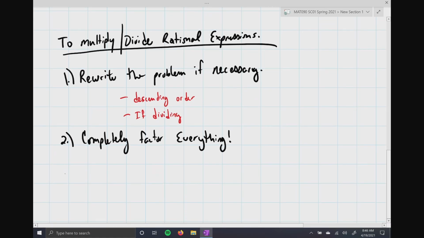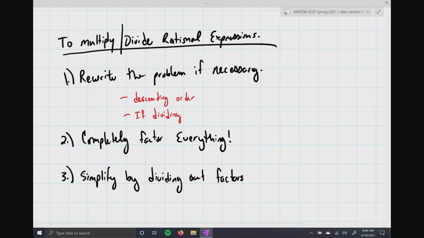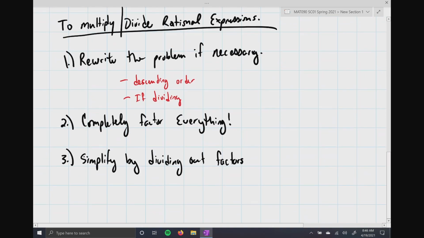And then step 3. Simplify by dividing out factors. All right, that's that. 2 over 2 is 1. Or x plus 1 over x plus 1 is 1. Like, you got to be able to see that. Okay?